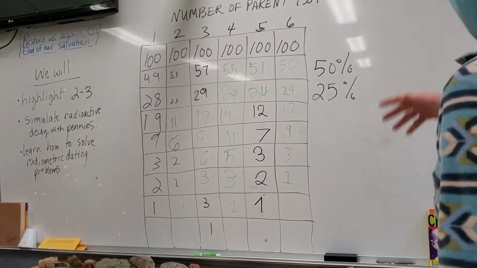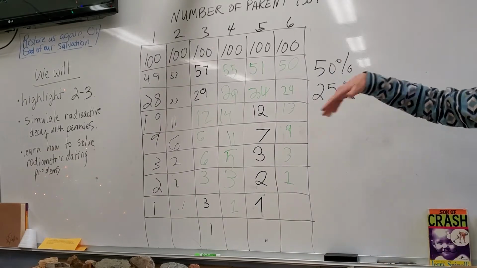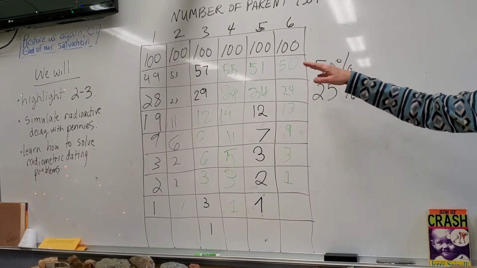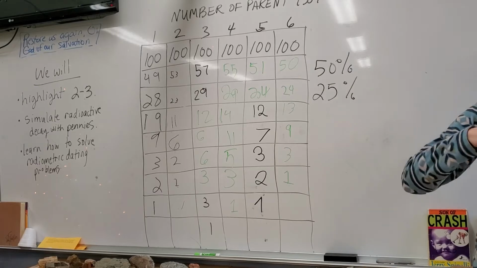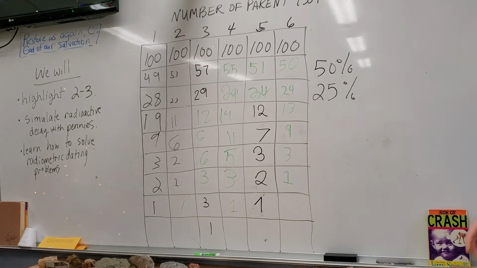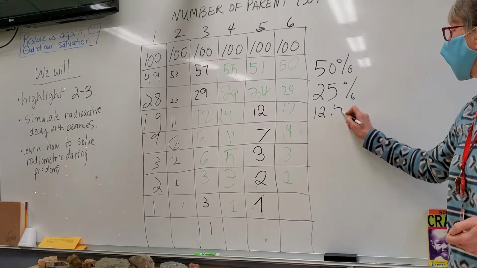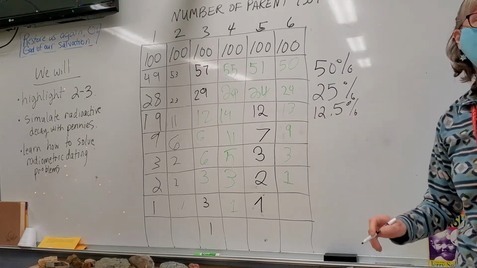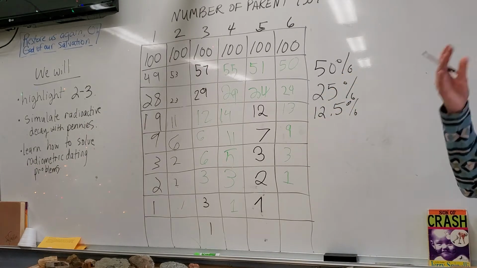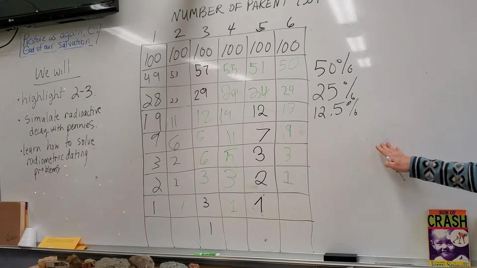Okay, so these are great numbers. As you can see, every time we had half of what was left, that's called a half-life. Some of you guessed that the next percentage would be 12.5, and that is pretty much right. So Jack, you were right on. On average, if you do thousands, millions of pennies, you're going to end up with those percentages.